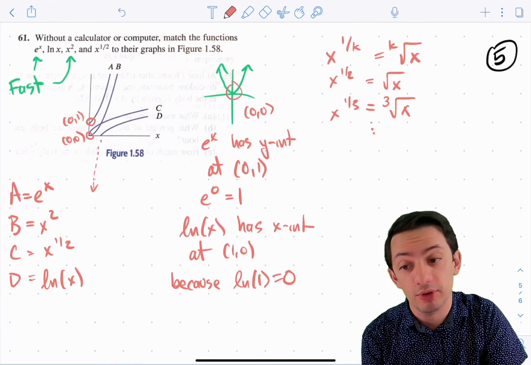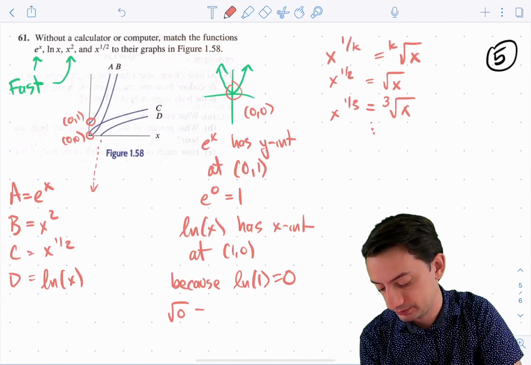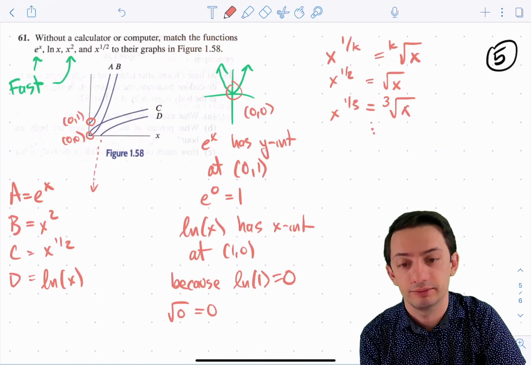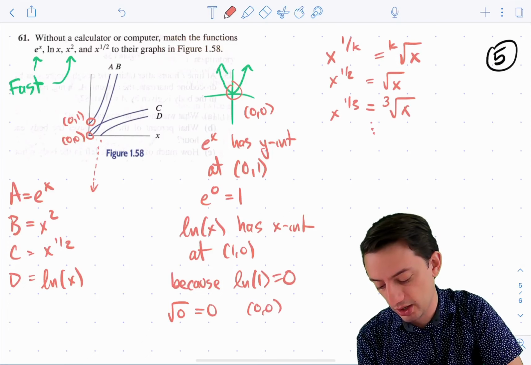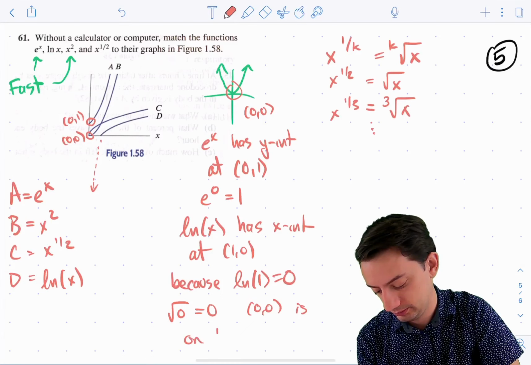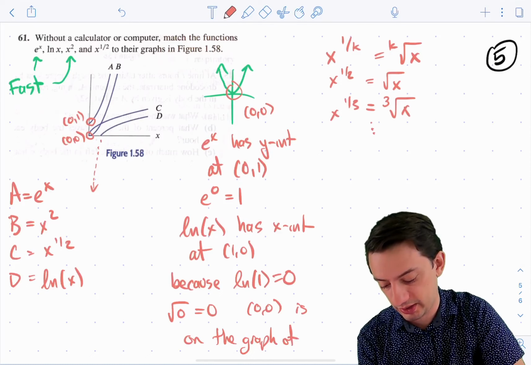Now why does that go through the origin? Because the square root of 0 equals 0. So that means 0, 0 is on the graph of the square root of x.